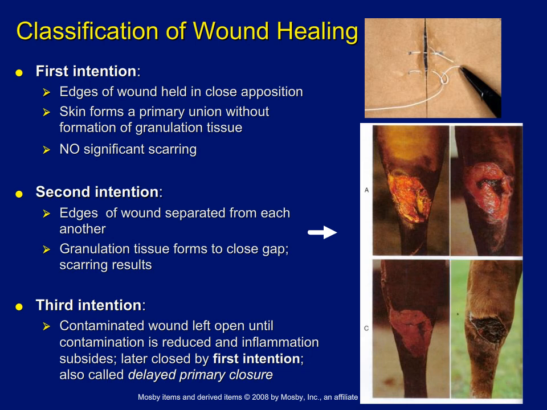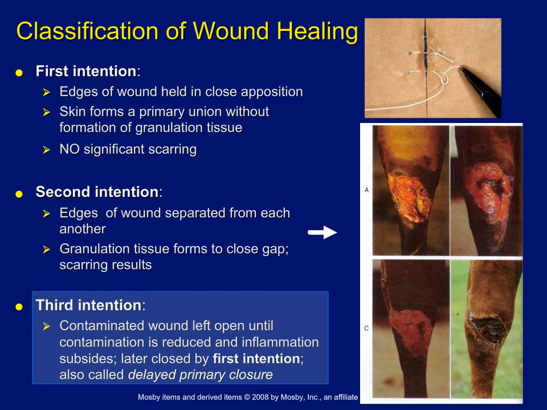Now, sometimes in some textbooks, you'll actually read about something called healing by third intention, and this is basically just called delayed primary closure. In some circumstances, you'll have an animal brought into the veterinary clinic that has a very fresh wound, but a wound which is also very dirty. Imagine a dog that's been hit by a car and dragged underneath that car for some ways. We can't close that wound up right away oftentimes because that will just suppurate. And so they will leave the wound open sometimes, irrigate it, rinse it, let it drain, and then after that inflammation has subsided, they'll go back and close it again and let it heal via first intention healing.